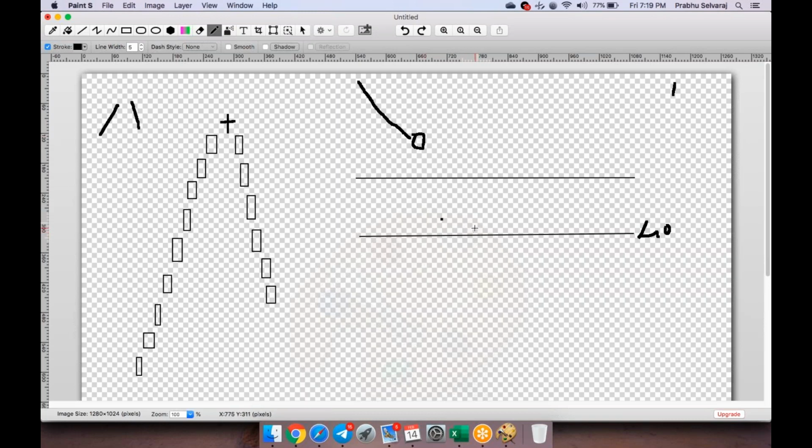If it crosses 40, it will fall further. That means this is acting as a support. If it breaks, it is an indication that the stock may travel further down.